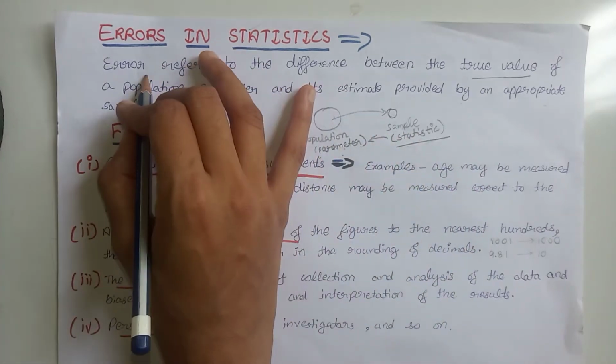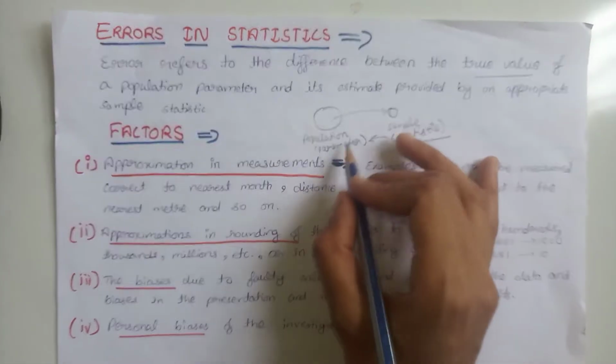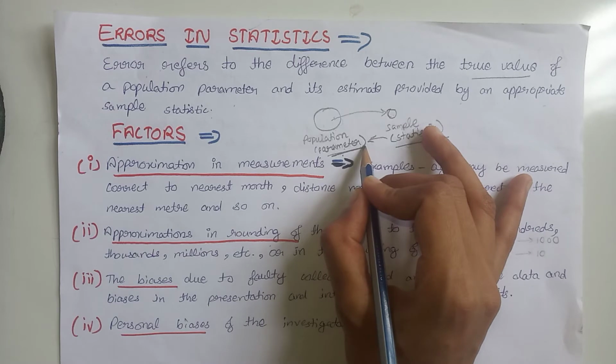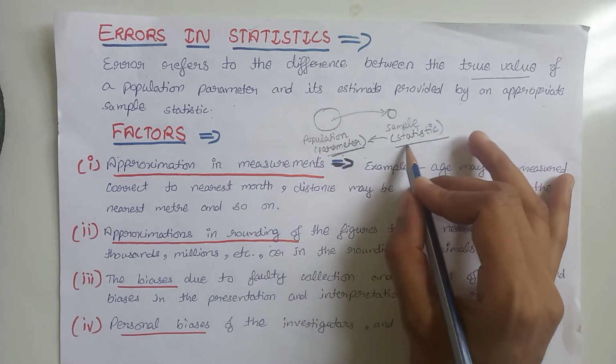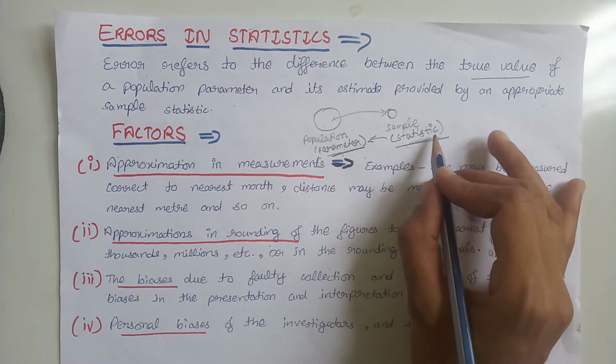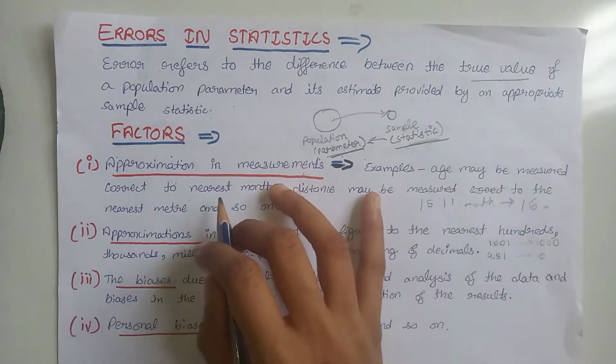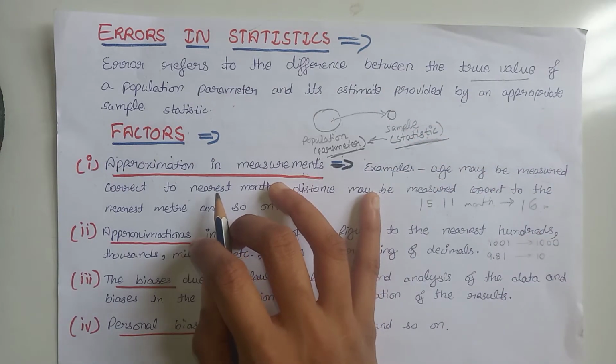So basically, what is error? Error is the difference between the true value of this population parameter and its estimator, that is the statistic of this sample. Now let's see some main factors because of which error occurs.